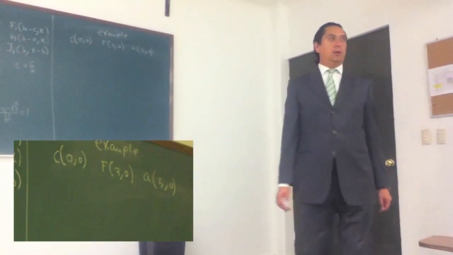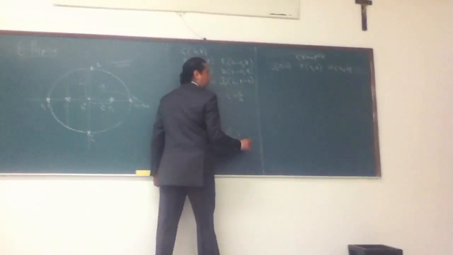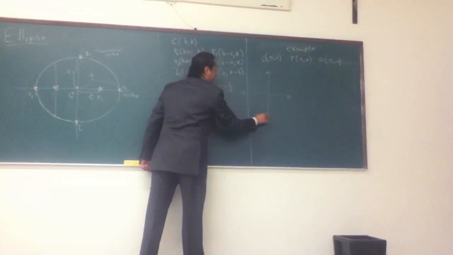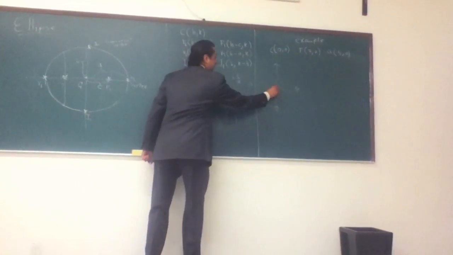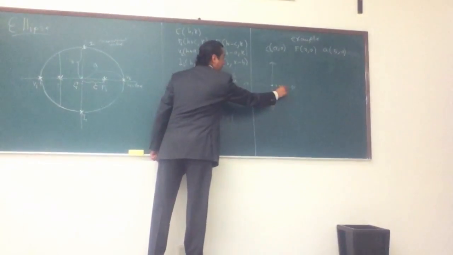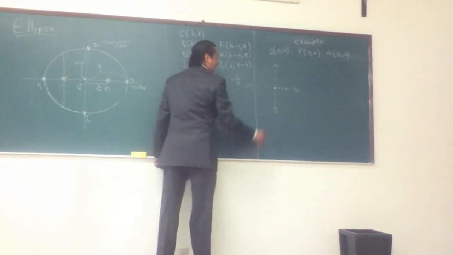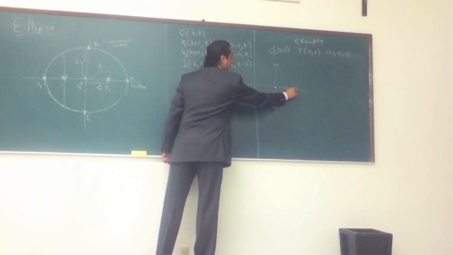Okay. Now we will try to draw these points. For the center here, the focus is 1, 2, 3 here. The vertex is 1, 2, 3, 4, 5, 6 here.